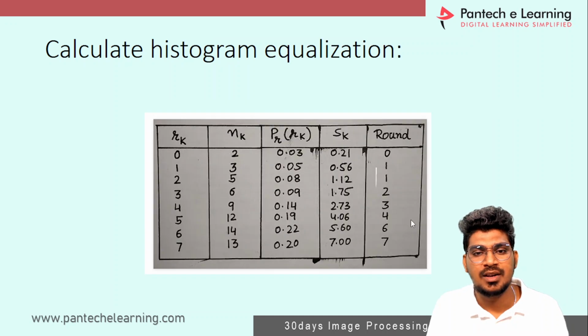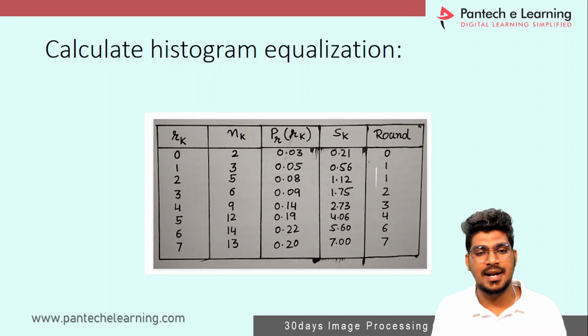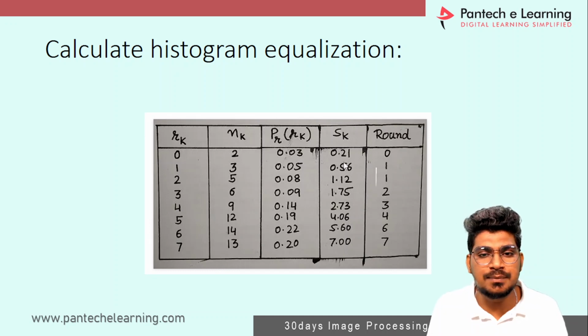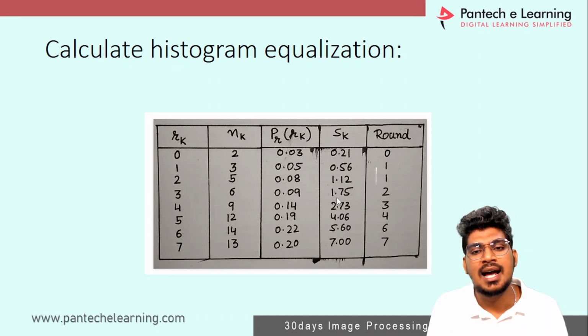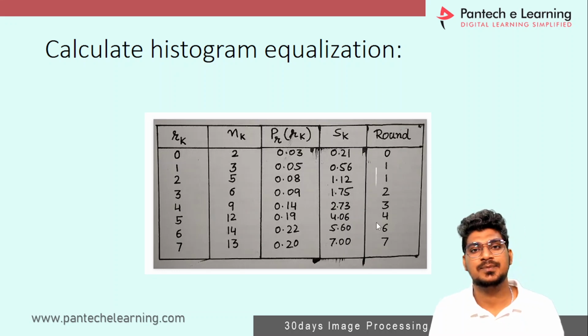After that you are going to calculate the histogram equalization. Okay, right. See here, you have to round up this value. It is not near to 1, so that is why it will be 0. It is near to 1, and this is near to 1, and this is near to 2 because it is above 0.5, right? So 2, and this is 3, and this is 4, and this is 6, and this is 7.